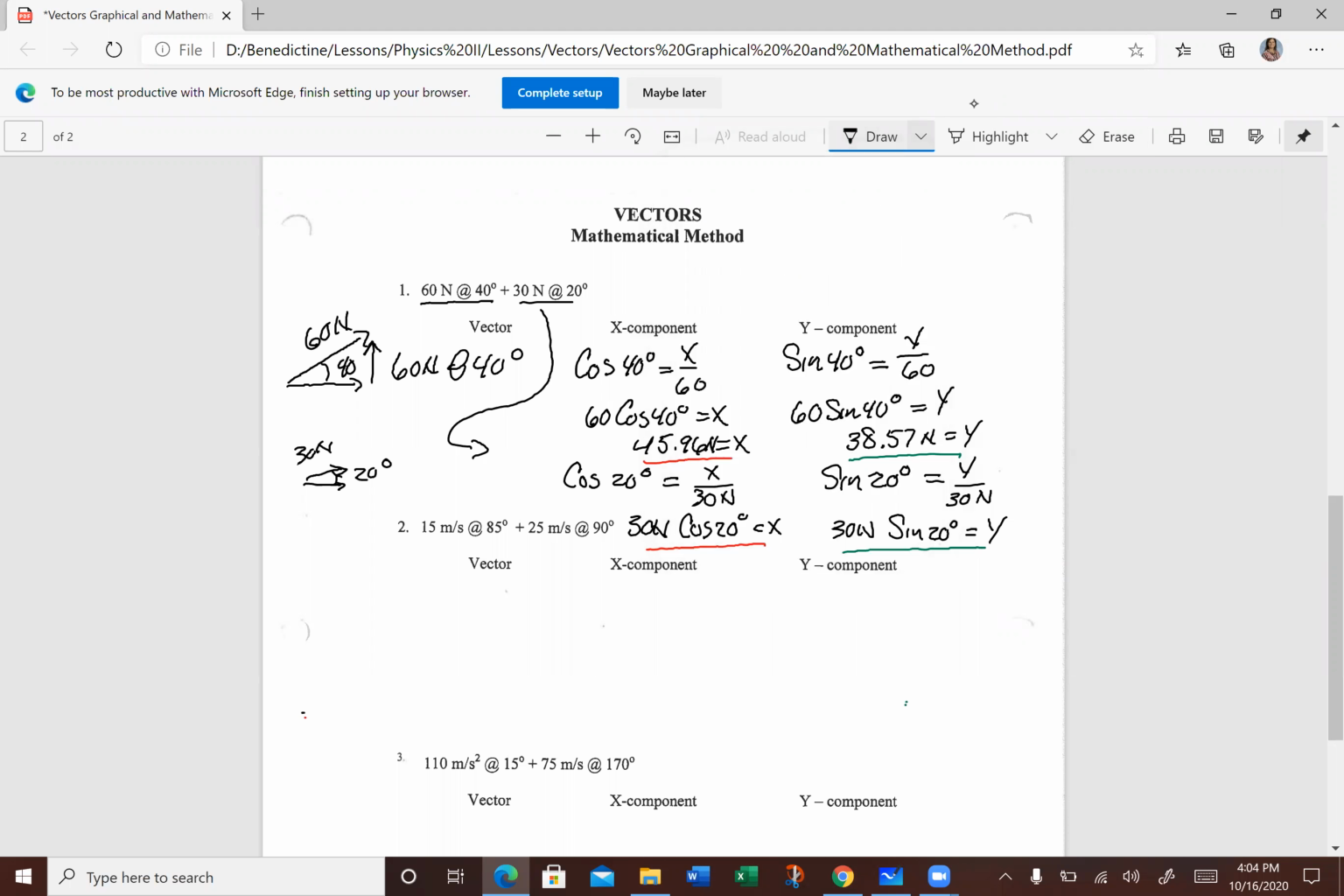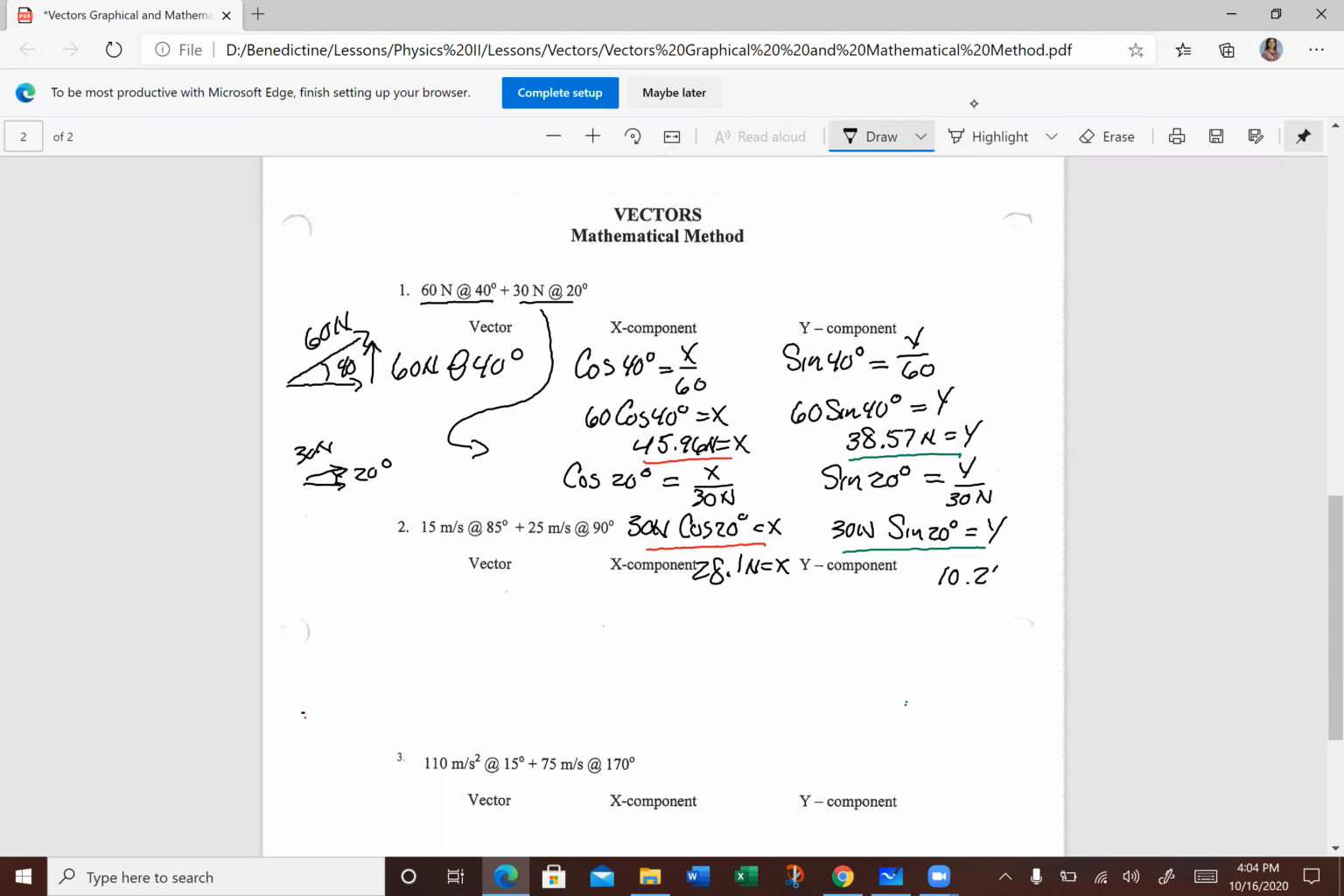So this one comes out to be 28.1 newtons is my x component. And over here we have 10.26 is my y component, newtons. There's not a lot of space here to solve these, so I recommend you do that on another piece of paper.